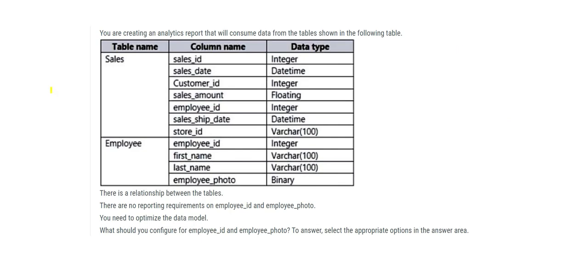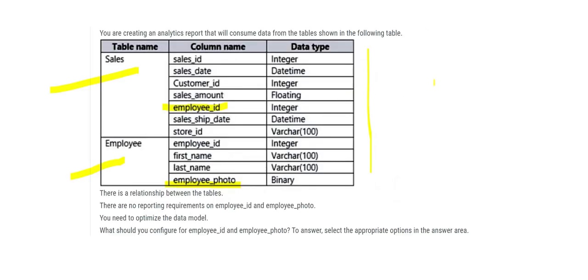Now this is another question. See here, you have two tables, sales and employee. These are the fields. But what the question is saying is, I am not using employee ID, and I'm not using employee photo. What should I do? Should I delete both? Should I hide both?